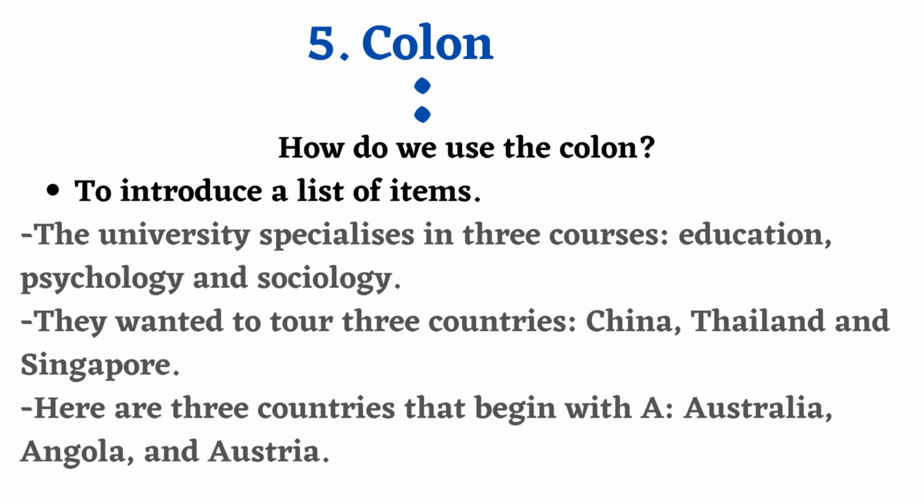The fifth punctuation mark we are going to look at is the colon. How do we use the colon? Firstly, we use it to introduce a list of items. For example, the university specializes in 3 courses: education, psychology, and sociology. They wanted to tour 3 countries: China, Thailand, and Singapore.